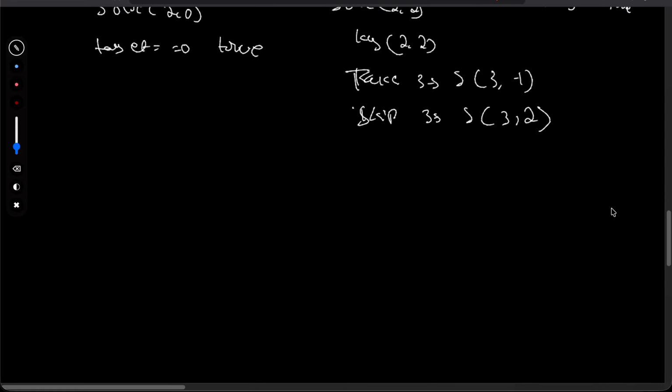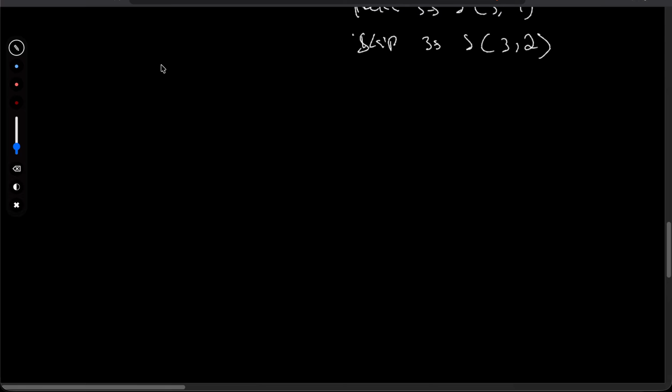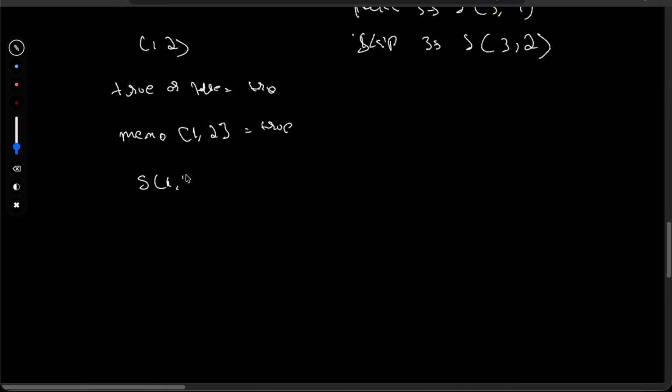Okay, so we go back to 1, 1. We go back to solve of 1, 2. Here the result of this is true or false, so the answer is true. We store in memo 1, 2 is true. Now we solve step 3, solve of 1, 3.